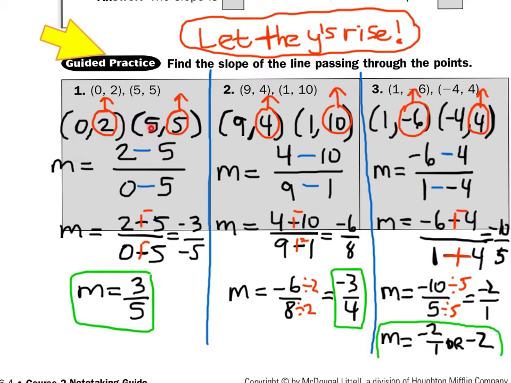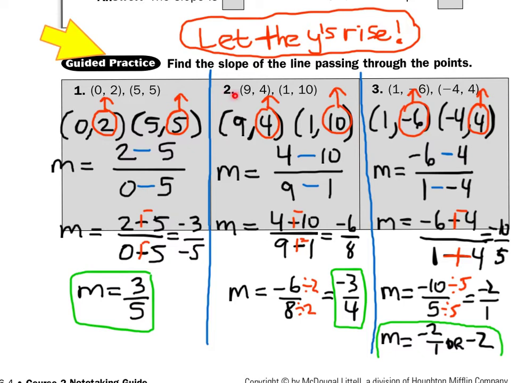And then let the x values go down. So 0 and 5 go down in the denominator. And the only thing you have to remember is to put that minus sign between the values. Okay, and then, so I have m equals 2, and then add a line, change the sign. So it's 2 plus negative 5 over 0 plus negative 5. So that gave me negative 3 over negative 5. Well, those two negatives, remember, two negatives when you're dividing makes a positive. So my slope is positive 3 over 5.